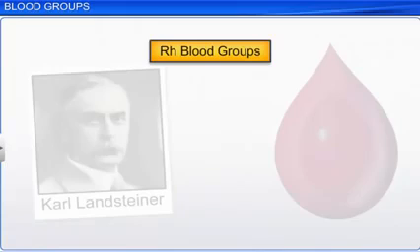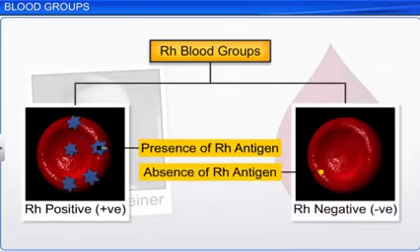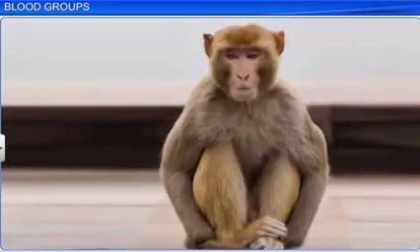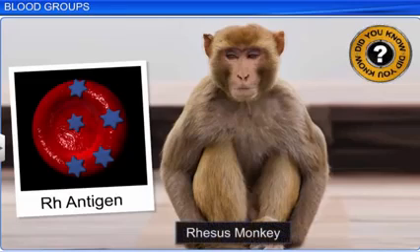The presence of the Rh antigen in the blood is called Rh positive, and the absence of the same is called Rh negative. Did you know that the Rh antigen is named after the rhesus monkey in which it was first identified?